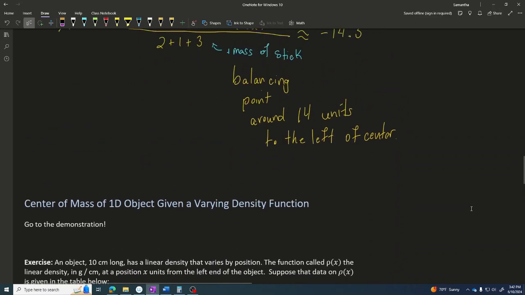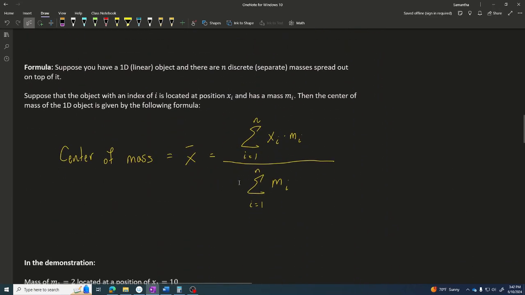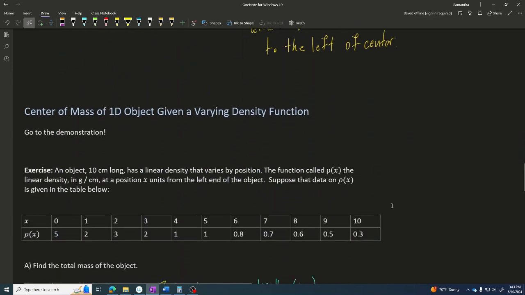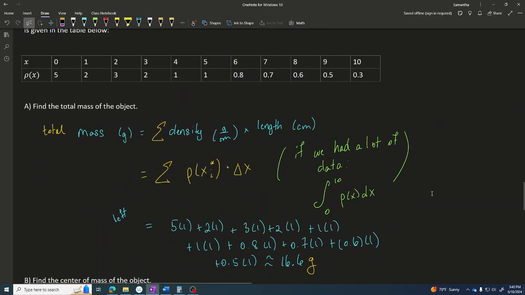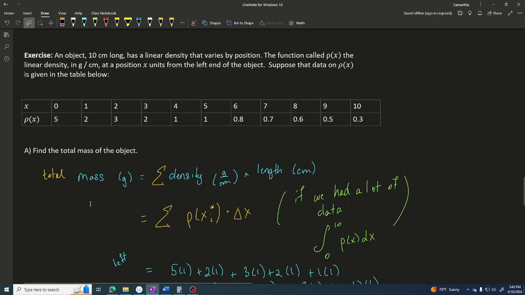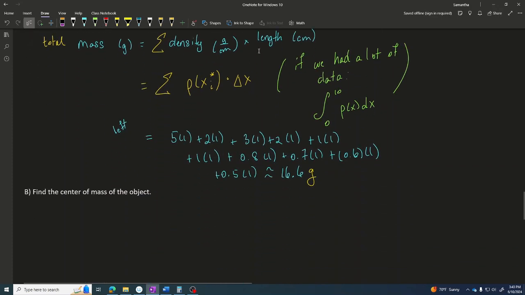What we have basically found is this denominator in the center of mass formula, where you're taking the total and adding together all the masses that are on top of your object. And what we have done here is pretty much exactly the same, except instead of being told the mass of each portion directly, we had to calculate the mass of each portion and each piece of this object by doing a density calculation, density times length, and then adding those together.